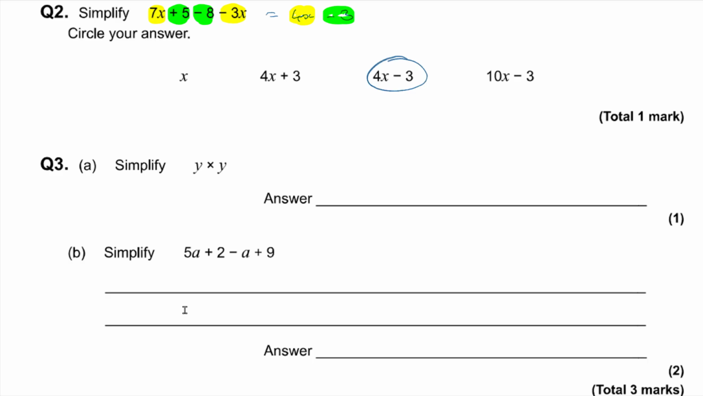Question 3a, simplify y times y. Yep, so when I multiply something by itself, I square it, so that's going to be y squared. Simplify 5a plus 2 minus a plus 9. Like terms are 5a and minus a, and I've got some more like terms in 2 and plus 9. So combining the 5a minus a, that's going to give me 4a. And combining the plus 2 plus 9, that's going to be plus 11, isn't it? Okay, so 4a plus 11, that's my final answer.